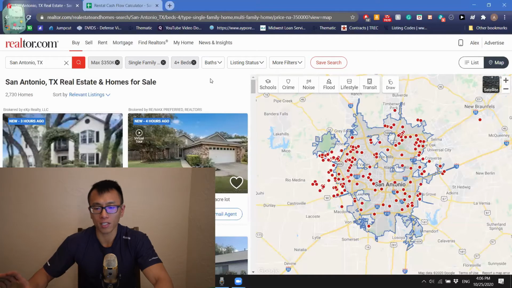San Antonio's market is totally different than Chicago's market. The listing price is different. The number of people living there is different. There are just so many other factors you have to consider.